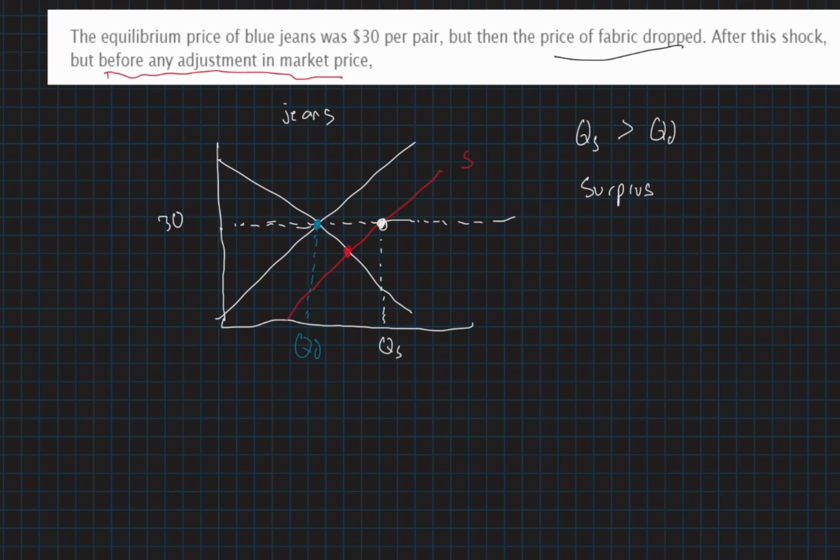Now, let's say once it adjusts, because sometimes it'll ask you after it adjusts, what happens to quantity supplied and quantity demanded? Well, after it adjusts, it's going to move to this new equilibrium spot. So what's going to happen to quantity supplied? It's going to go down. What's going to happen to quantity demanded? It's going to increase. They're both going to move to this new equilibrium quantity, which is quantity supplied and quantity demanded because they're equal to each other.